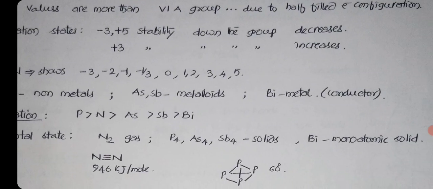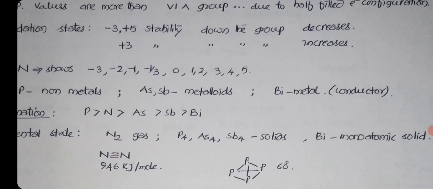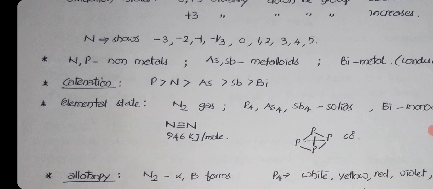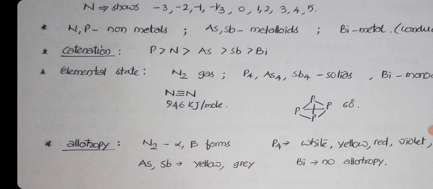Nitrogen and phosphorus both are non-metals. Arsenic and antimony are metalloids. Bismuth is a perfect metal and bismuth is a conductor. Catenation: phosphorus catenation is more than nitrogen, arsenic, antimony, bismuth. Nitrogen actually contains a triple bond in the elemental state.